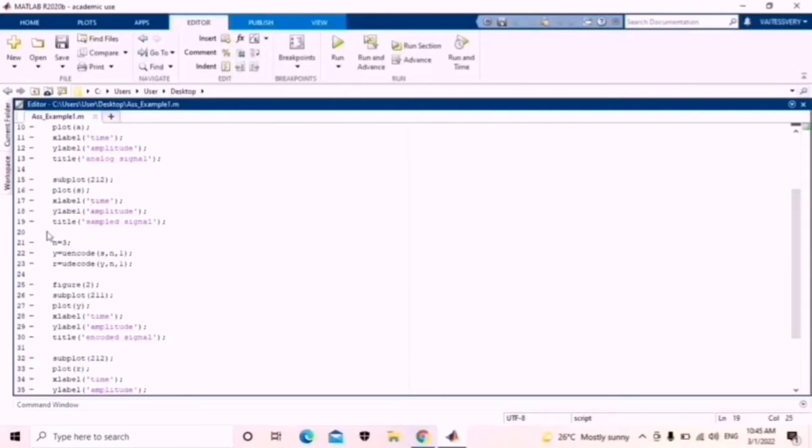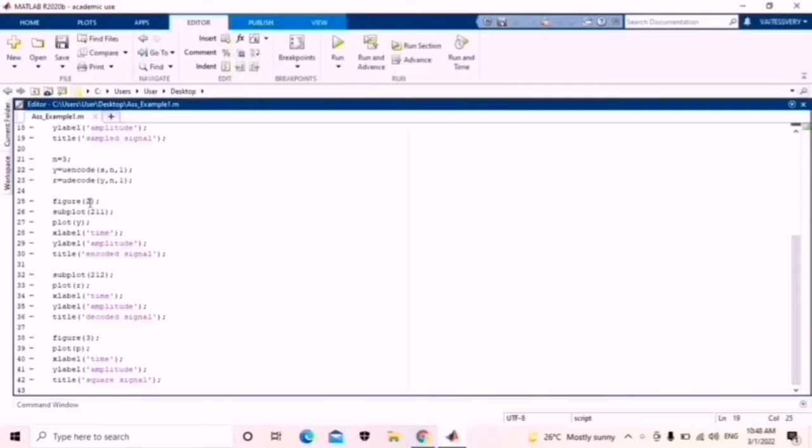Then here we plot the encoded and decoded signal. We set N as the quantization, so N equals 3. Here Y is u encode, which is uniform encode. R equals u decode, Y and 1. This coding is for figure 2. And here also we label X as time, Y as amplitude, and title as encoded signal. And then here we title it as decoded signal. And then this is the last coding for the figure 3 output.